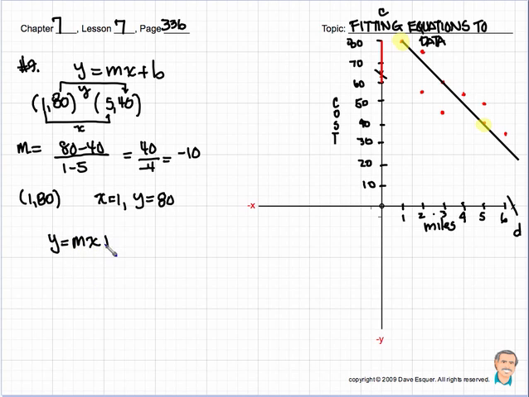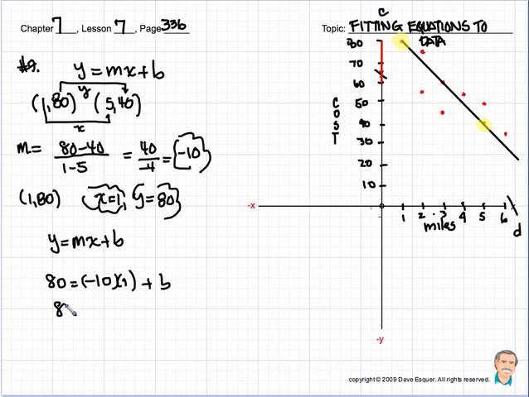y = mx + b. We're going to plug in the stuff that we have. We've got a minus 10, we've got a 1, and we've got an 80. So let's see what we can do. So this looks like 80 = -10 times 1 + b. So this looks like 80 = -10 + b. Or if we add 10 to both sides, b turns out to be 90.